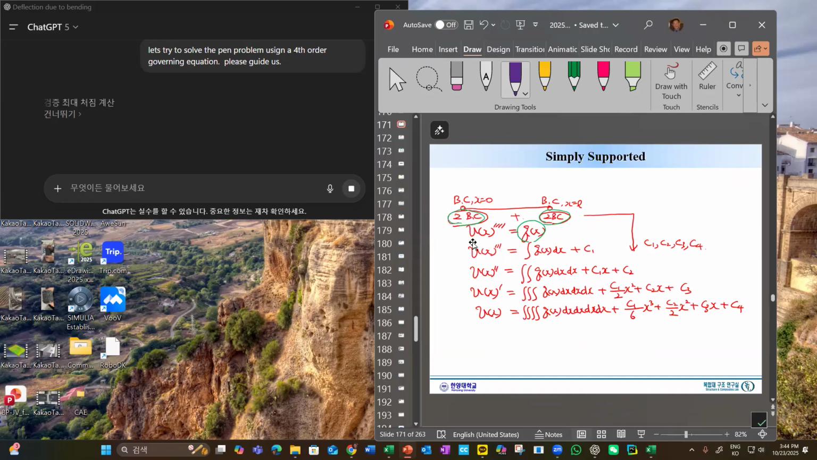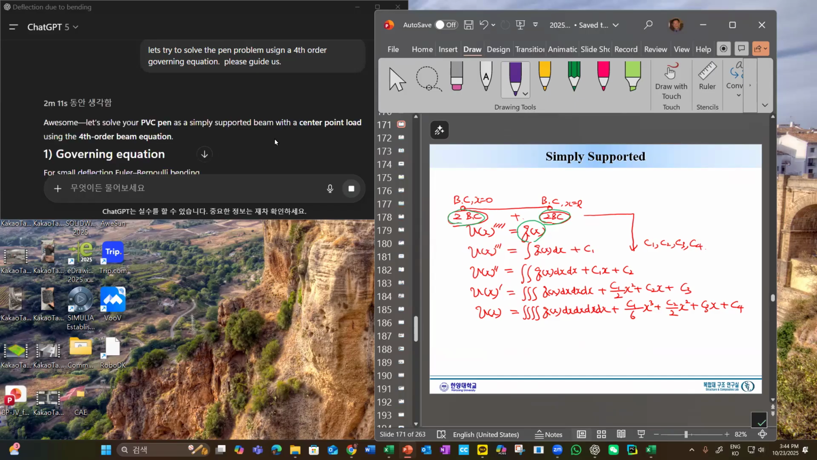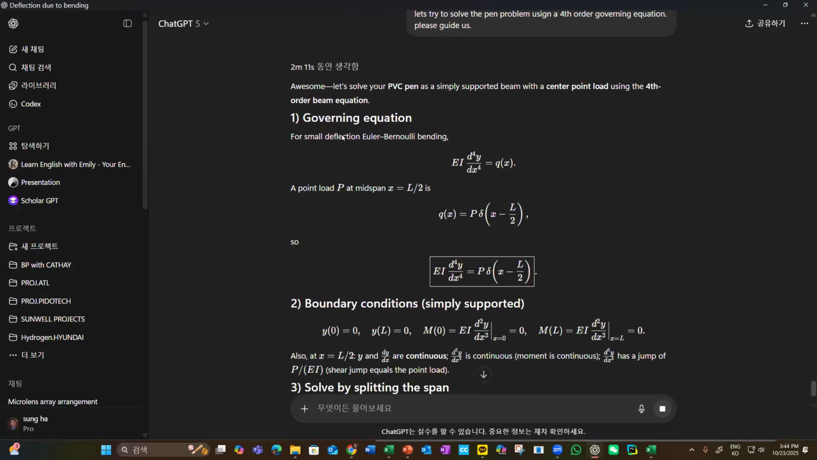So let's say we have this simply supported problem, and then... okay, we got some reply here. See, the governing equation EI d⁴y/dx⁴ equals q(x). Now point load P at mid-span, this is a delta function because we applied the concentrated load. Now it's given as the q(x).